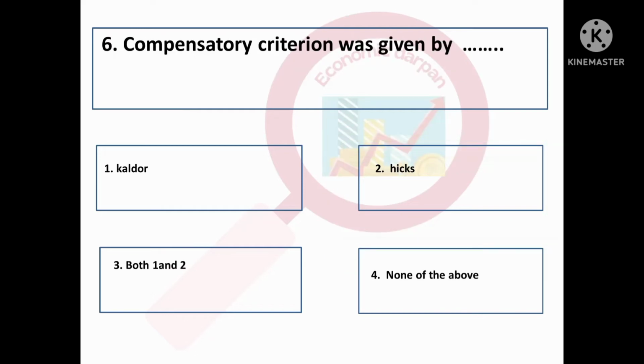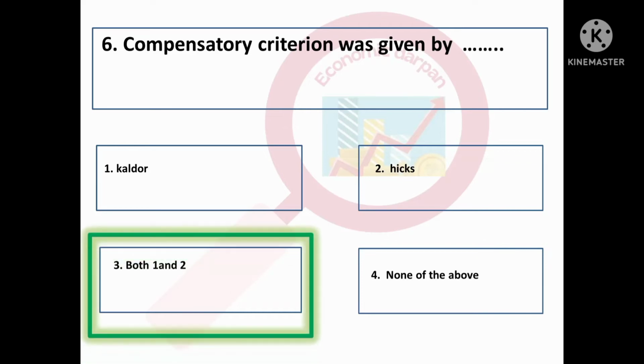Question number 6 is, compensatory criterion was given by dash. Option 1 is Kaldor, option 2 is Hicks, option 3 is both 1 and 2, and option 4 is none of the above. So compensatory criterion was given by both, that is Kaldor and Hicks.